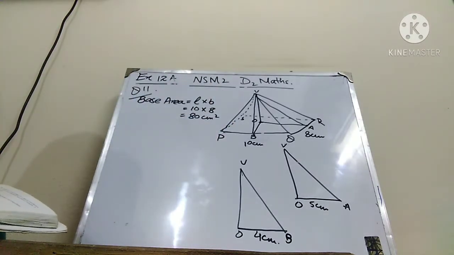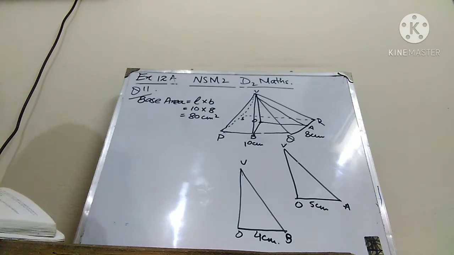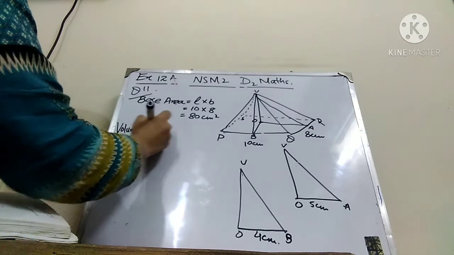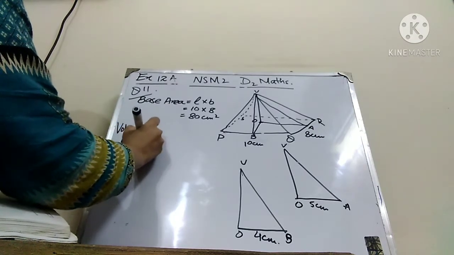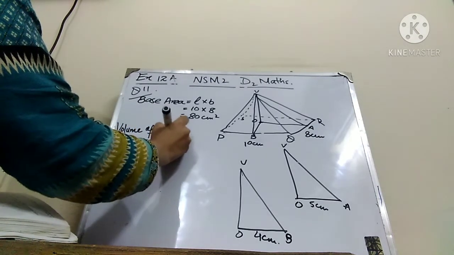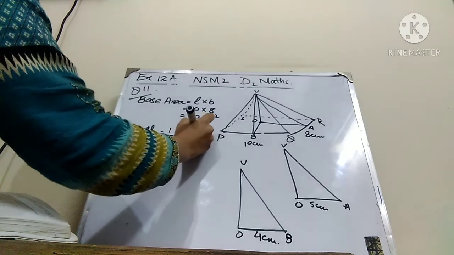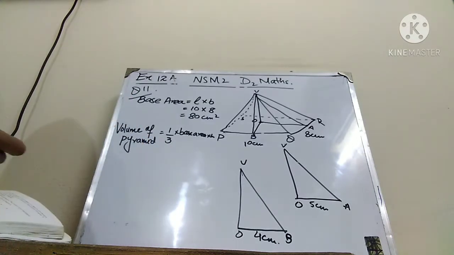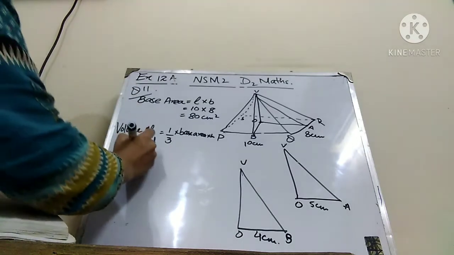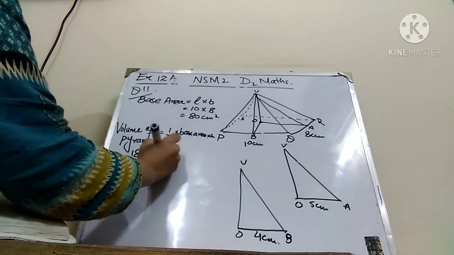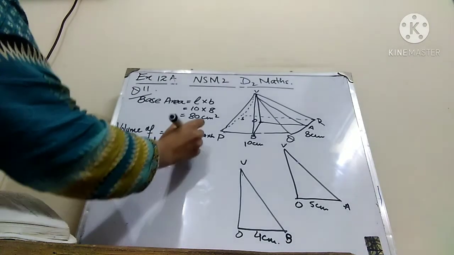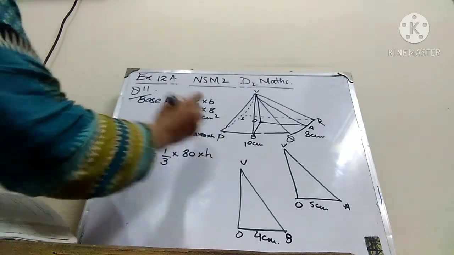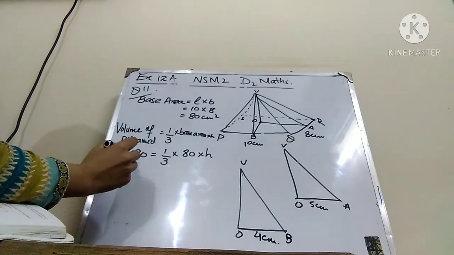Students, we have to find out the height. So to find out the height, I will use the formula volume of the pyramid. And the formula is 1/3 multiplied by base area multiplied by height. So volume is given, which is 180 centimeters cube. So write down 180 centimeter over here, 1/3 as it is. Base area we have found, which is 80, and height we have to find out. So I will write height as it is. Okay, now I will solve it.